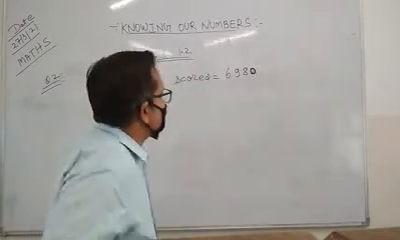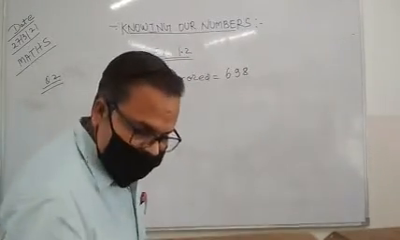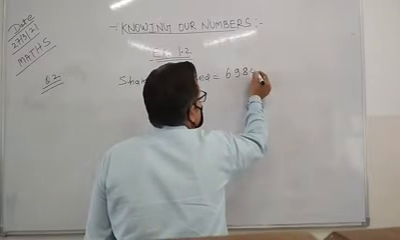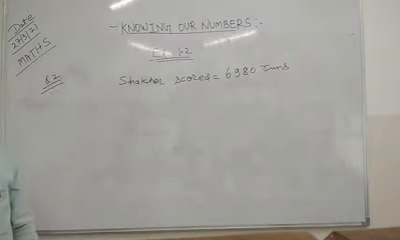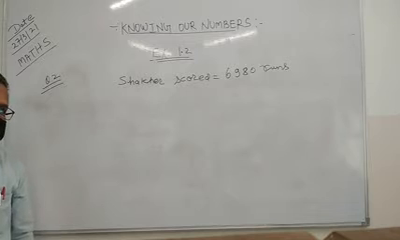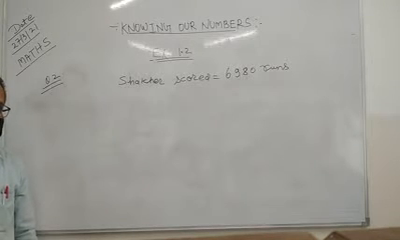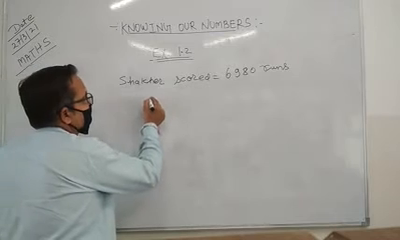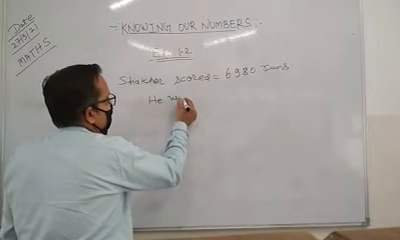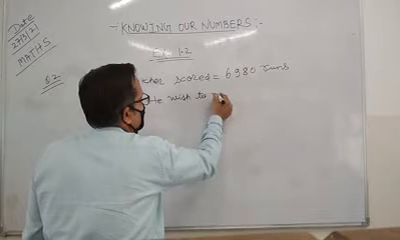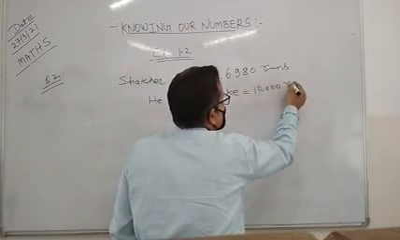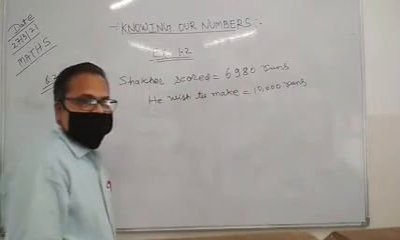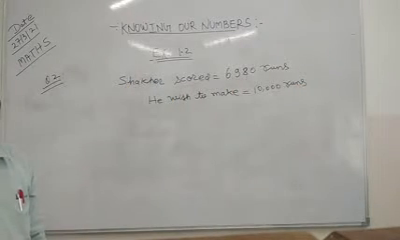6,980 runs. How many runs has Shekhar made in total? 6,980 runs. And what he wished is that he wants to complete 10,000 runs. How many runs does he want to make? What is his aspiration? 10,000 runs. He wished to make 10,000 runs. Okay.